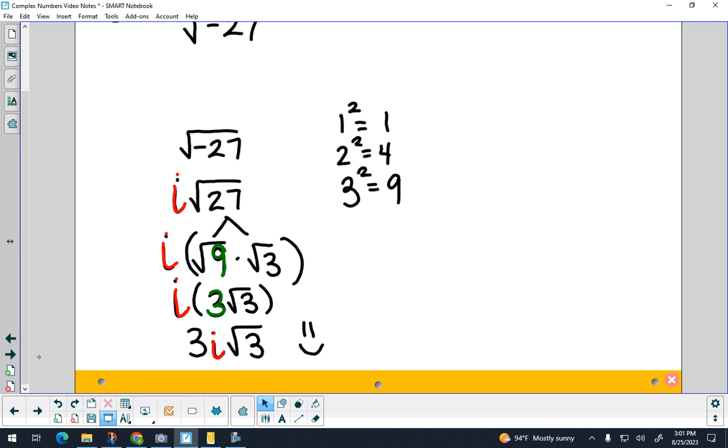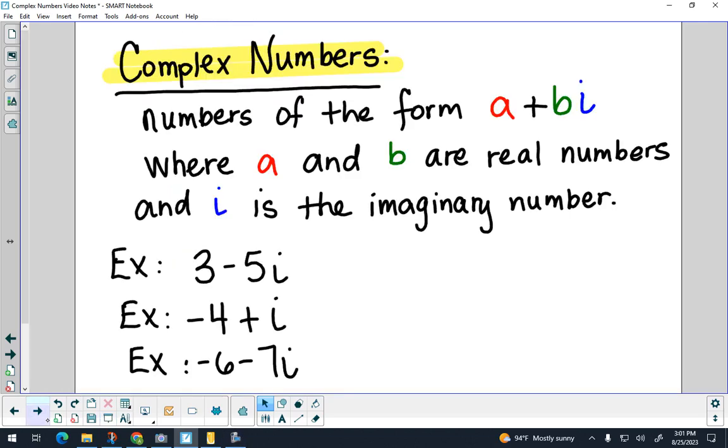So again, this is a listening check. Go ahead and circle those perfect squares that I wrote down. Okay, so let's move on.